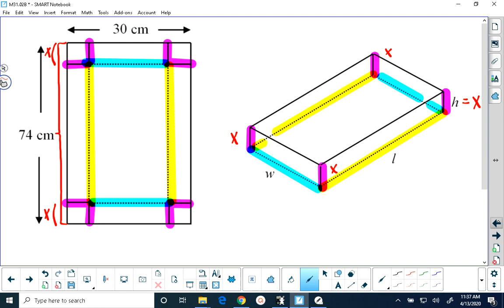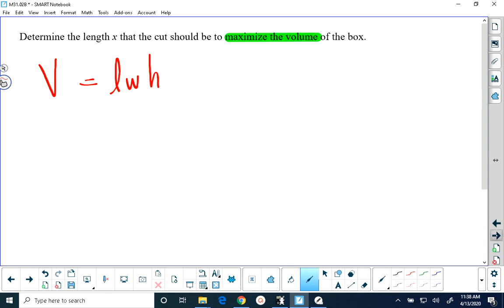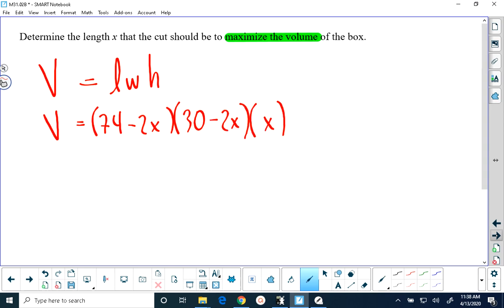The same argument can be made for the width of the box, the bluish colored line, that it would be 30 minus 2x. So in the end, we come up with the following formula for volume. The length is 74 minus 2x. The width is 30 minus 2x. And the height is x. And then I guess all that remains to be done here is to find dV/dx so that we could find our critical values for x.